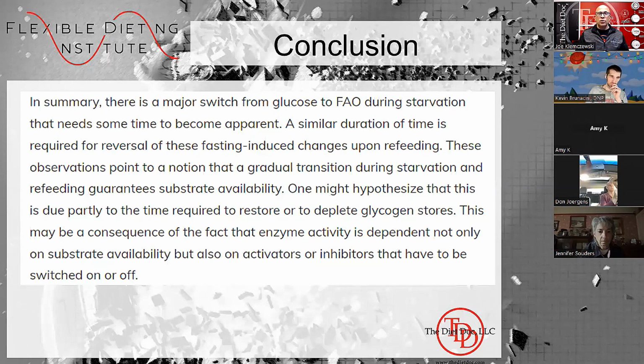These observations point to a notion that a gradual transition during starvation and refeeding guarantees substrate availability. One might hypothesize that this is due partly to the time required to restore or to deplete glycogen stores. This may be a consequence of the fact that enzyme activity is dependent, blah, blah, blah. I think they're very generous, very modest to say one might hypothesize. It's entirely due to the time to restore or deplete glycogen stores. And you need to do that as gradually as you can.